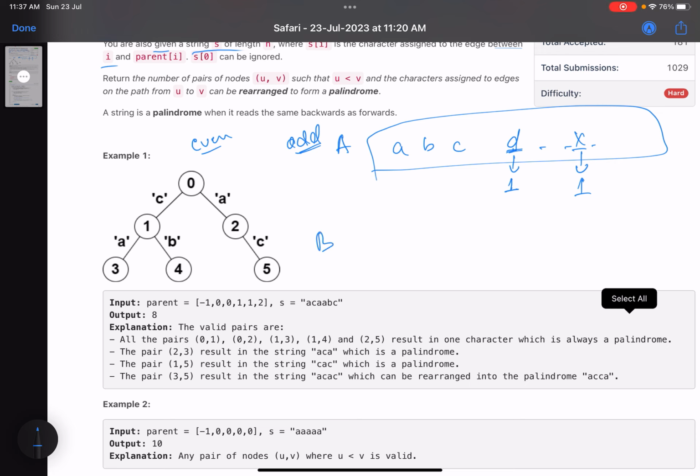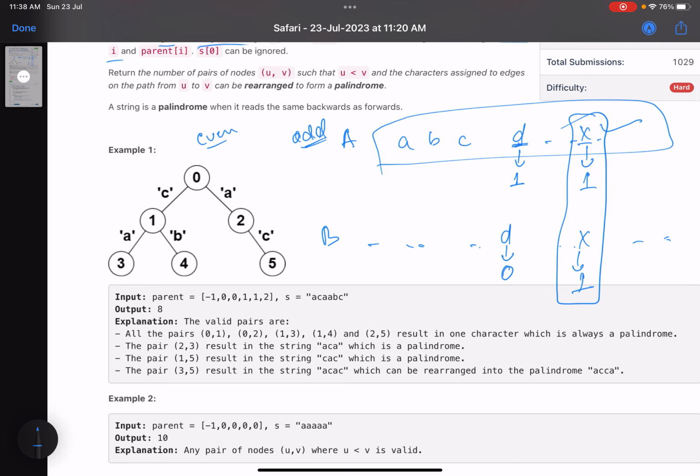I have another node B which has all the characters with the same parity, except suppose d is occurring even number of times, and only x is occurring odd number of times. That means the only difference in these two nodes is this: here d is occurring odd number of times and here d is occurring even number of times. That's the only difference, otherwise all the configurations are same. So I have only one character which has different parity. Now can I use this combination to form pairs?